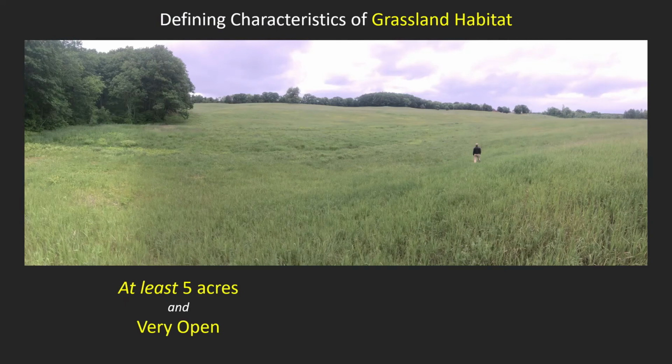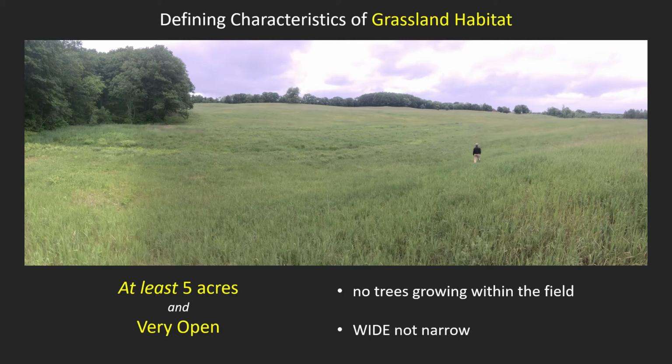To function as habitat for grassland birds, a field not only has to be large, but it must also be very open. And very open means there should be no trees or shrubs growing within the field, and the field should be wide, not narrow. So think blocky square or rectangular fields, not long and narrow fields.